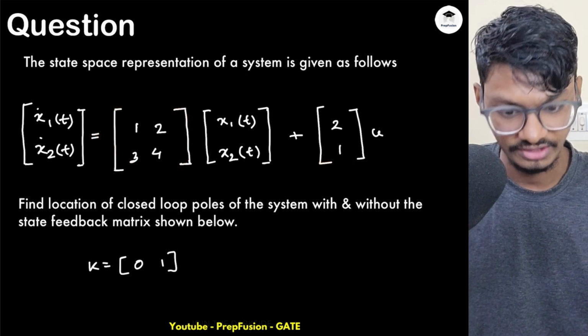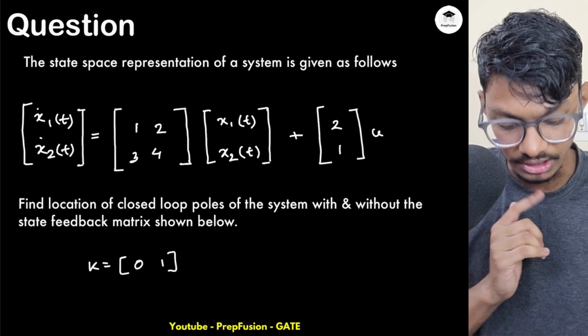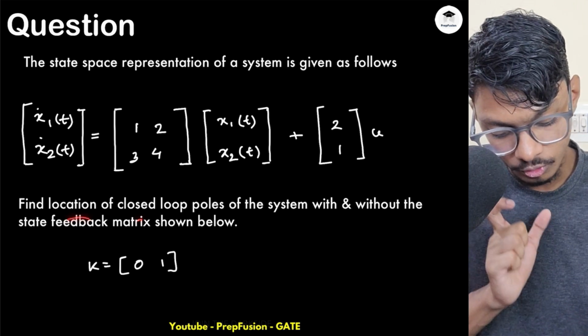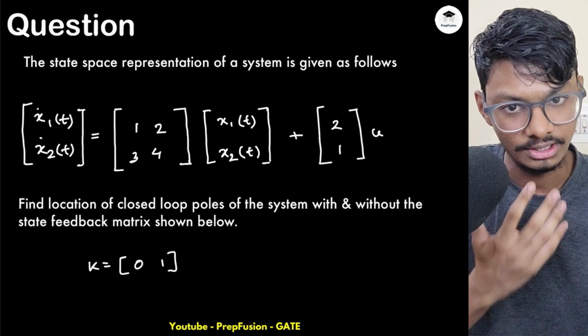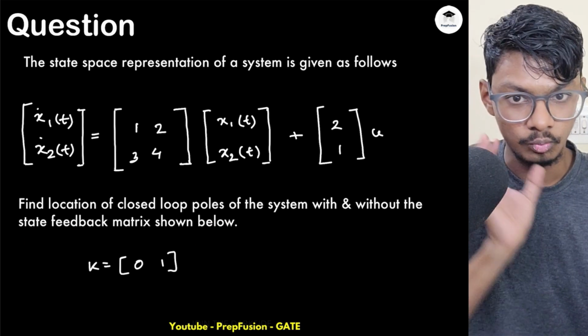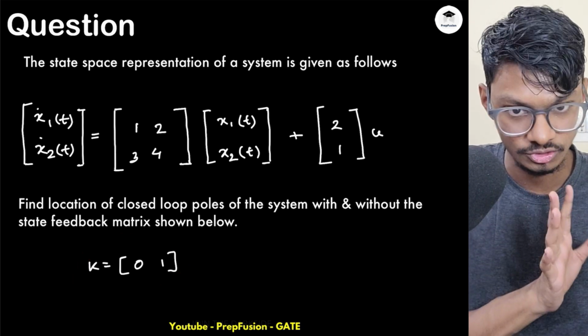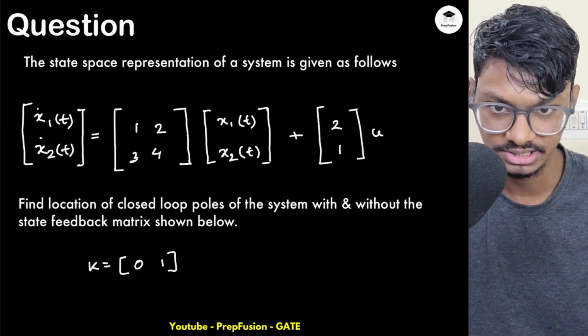Okay, and they have given the equations. They haven't given us the output equation, and we don't need the output equation, we just need this first equation, right? So find the location of closed loop poles of the system with and without the state feedback matrix. So we're just understanding what difference state feedback makes to the closed loop poles of a system. Let's see, if I add state feedback, does it change the location of poles or not?